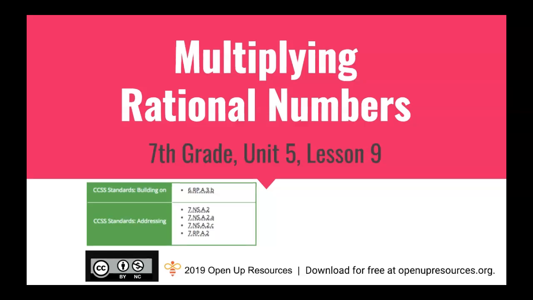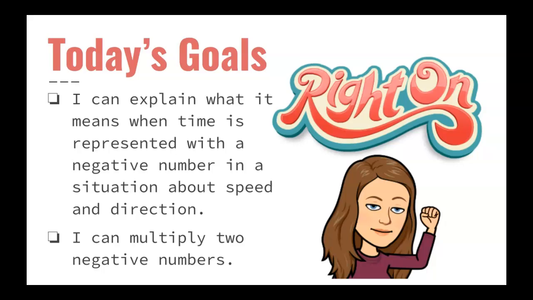Today we'll be taking a look at 7th grade Unit 5, Lesson 9, Multiplying Rational Numbers. So today I want you to be able to explain what it means when time is represented with a negative number, when we're dealing with speed and direction, and you're also going to learn how to multiply two negative numbers.